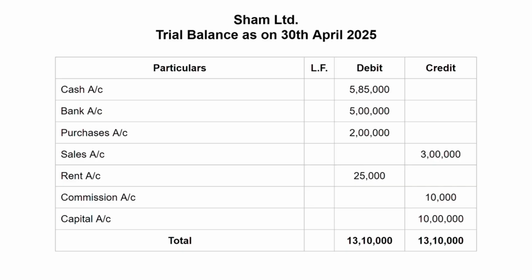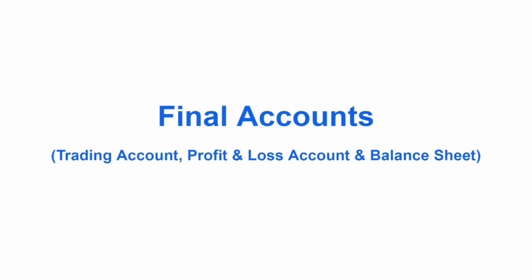Once your trial balance matches, next we will learn how to prepare the profit and loss account and balance sheet. That's where you will see business profit and financial position. We will understand final accounts, that is trading account, profit and loss account, and balance sheet, with the help of examples so you can really understand how they work together.